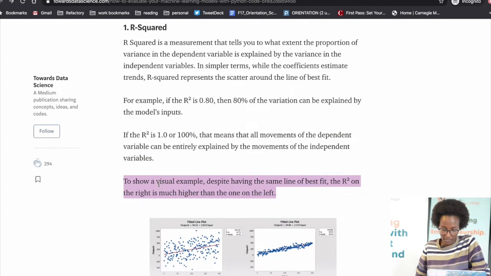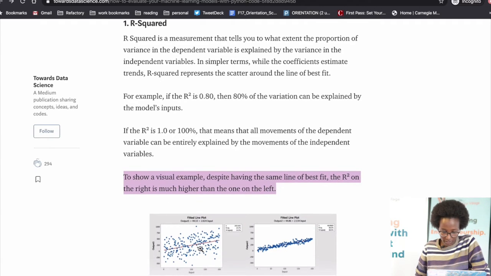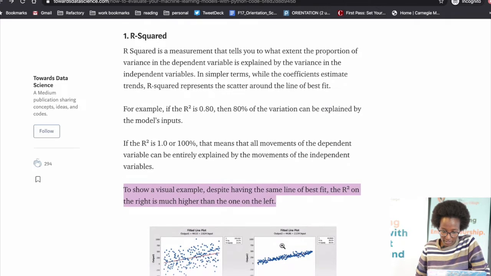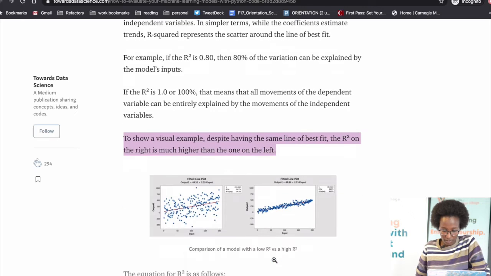To show a visual example, despite having the same line of best fit, so we can see this line of best fit is the same. It's the exact same formula of these lines. But the R squared on the right is much higher than that one on the left. So what the R squared simply illustrates is the scatter of the data points around the line of best fit. So we can see the R squared right here is much higher than the R squared right here.